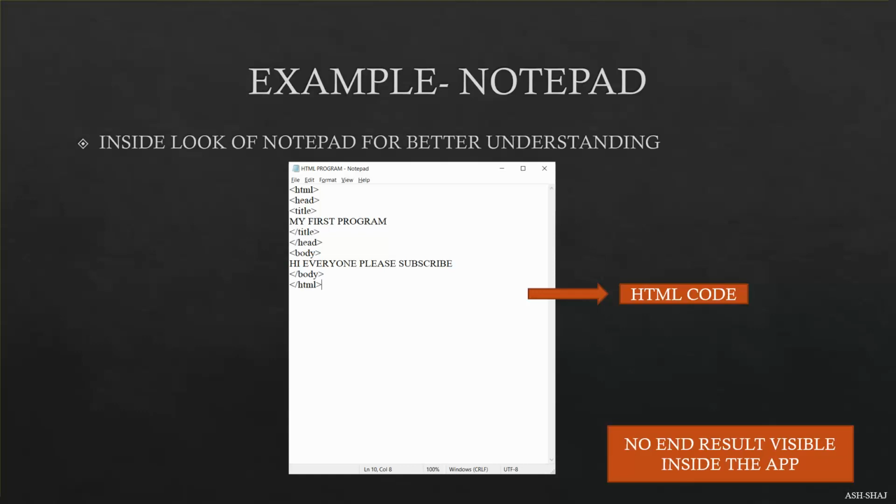So inside Notepad we have this HTML code. This is the HTML code, and in this Notepad we could not see the end result. So this is the main difference between a what-you-see-is-what-you-get editor and a text editor. The main difference is that we cannot see the end result in a text editor and we can see the end result in a what-you-see-is-what-you-get editor.